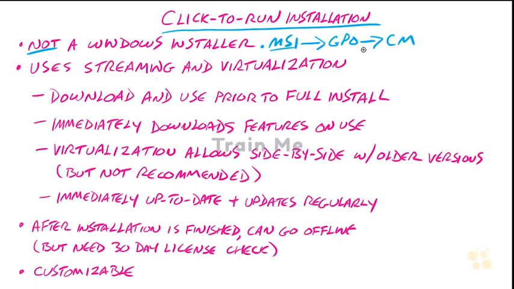Now, you can still use something like a Group Policy Object to deploy a Click to Run installation, but with Click to Run, it's going to usually use a startup script. Okay, so that's just a little bit of a difference there in how that works out. Now, the other thing about Click to Run installations is that it uses streaming and virtualization. This is actually pretty cool.